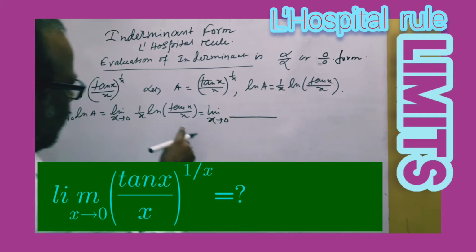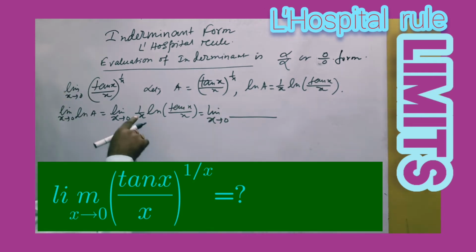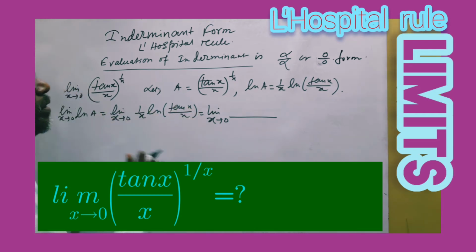So as x tends to 0, tan x by x is 1. So log 1 is 0, and there is a 0. So it is a 0 by 0 form. So we apply the derivative of numerator and derivative of denominator.